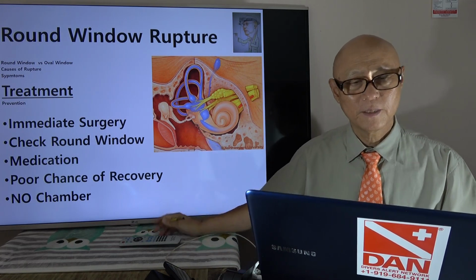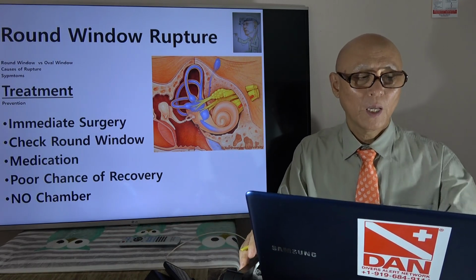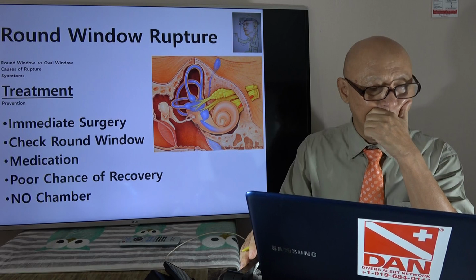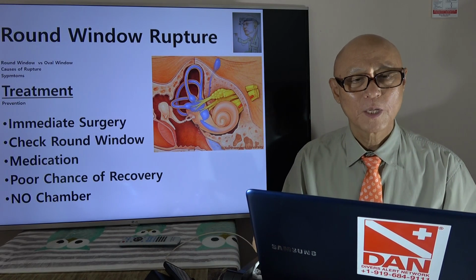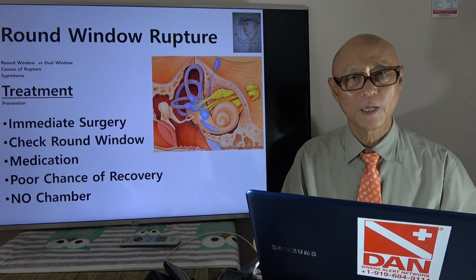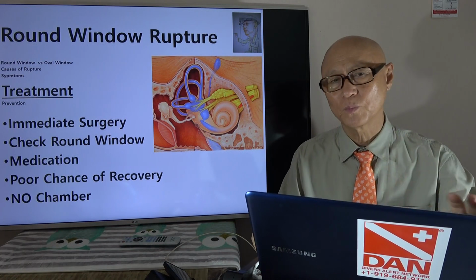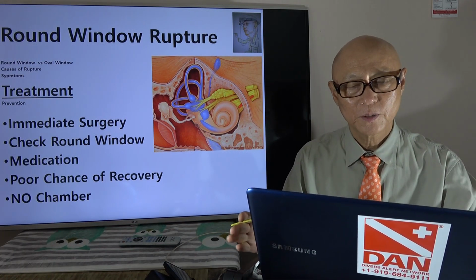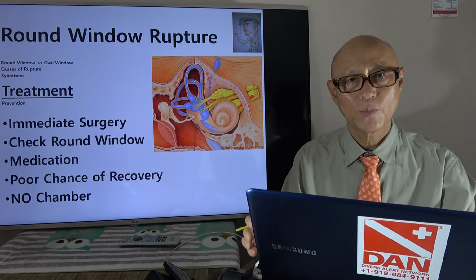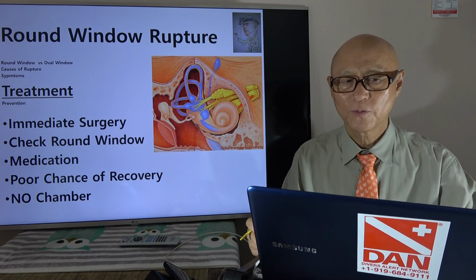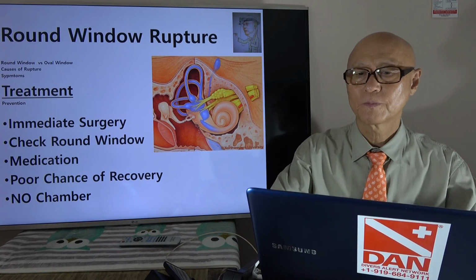Chamber has no place here. Chamber doesn't help a round window rupture. Later on, considering sensorineural hearing loss, when it comes suddenly, we recommend the chamber, but it's a different concept. If it is DCS, chamber is the treatment of choice. But if it is round window rupture, I think surgery is the choice.